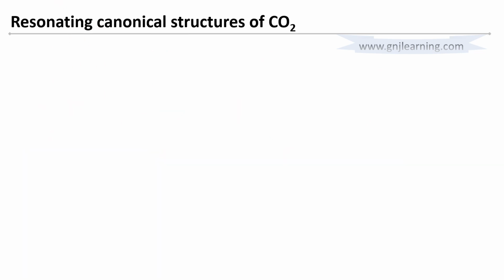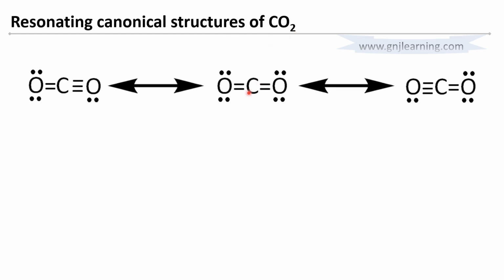So here we are going to see the example of carbon dioxide. The resonating canonical structures of carbon dioxide. So straight away we will see the resonating canonical structures. If you have time, just pause and try to draw the canonical forms of carbon dioxide. So here this is what you will get when you try to draw the Lewis dot structure. Now you have one Lewis dot structure.